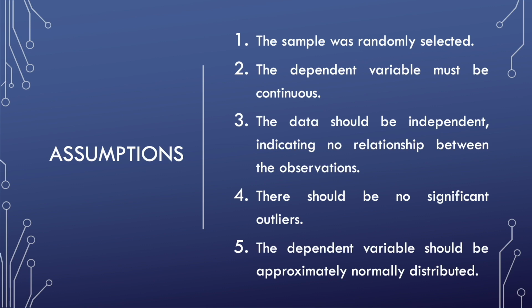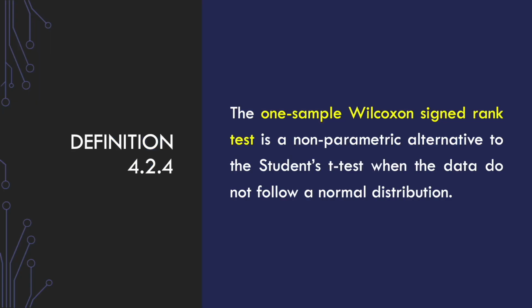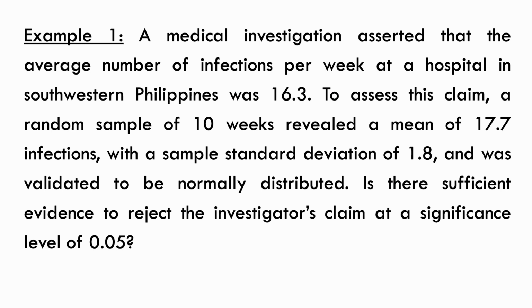Ngayon, what if yung fifth assumption ay hindi na-satisfy? Meron ba tayong ibang test na pwedeng gamitin? So, meron tayong tinatawag na Wilcoxon Rank test. It is a non-parametric alternative to the student's t-test when the data do not follow a normal distribution. So, let's have some examples.